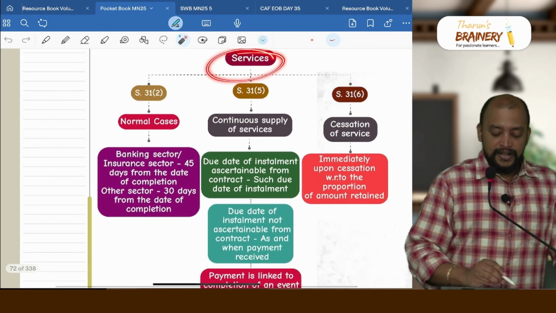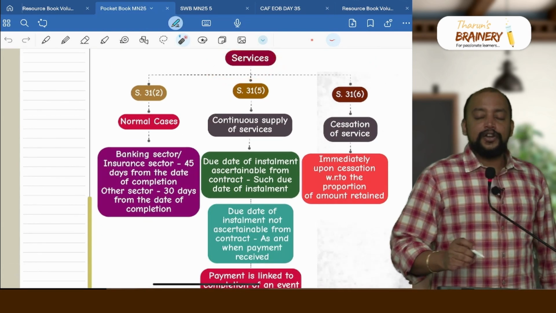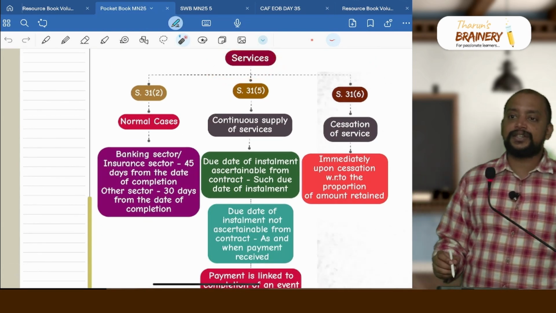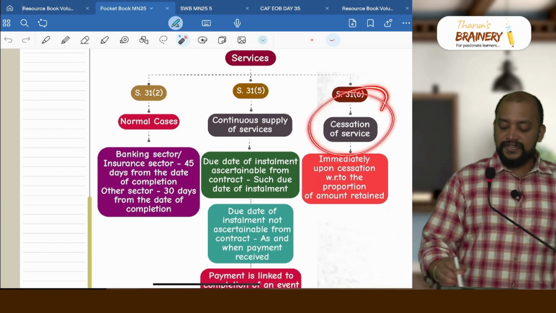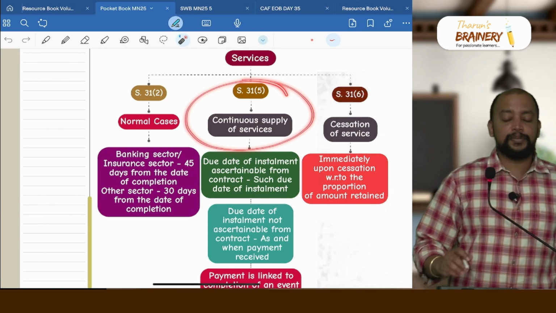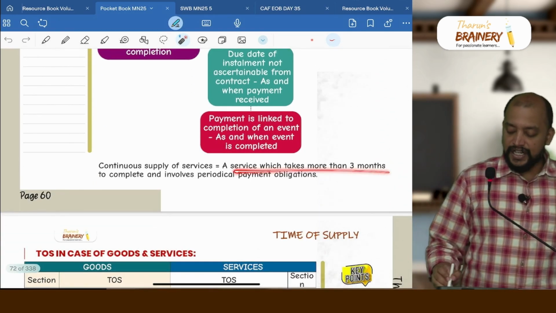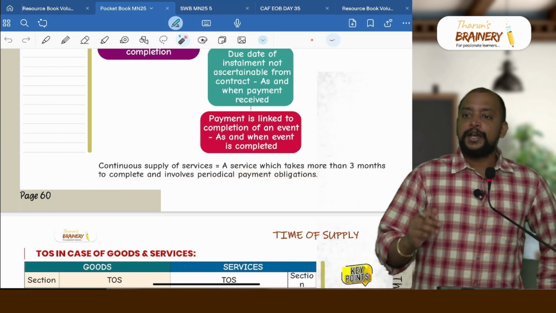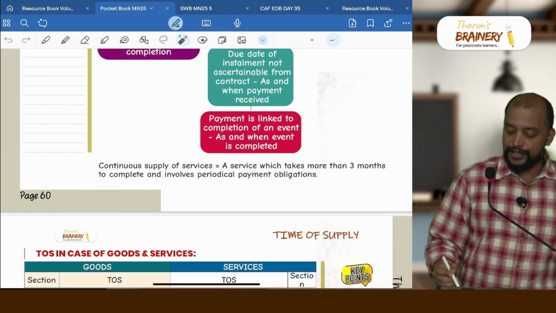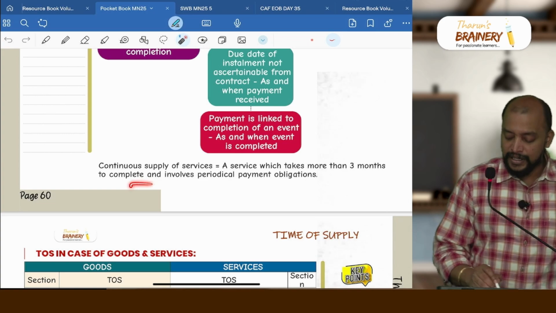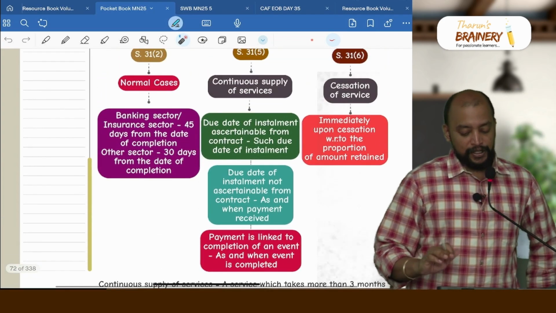Then services. For services we have 3 provisions: normal cases, continuous supply of service, cessation of service. Cessation of service means abruptly stopping the service. Continuous supply of service means a service which takes more than 3 months to complete and involves periodic payment obligations. Both the conditions should be satisfied. It should take more than 3 months and it should also involve periodic payment obligations.